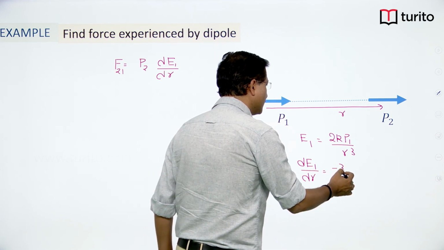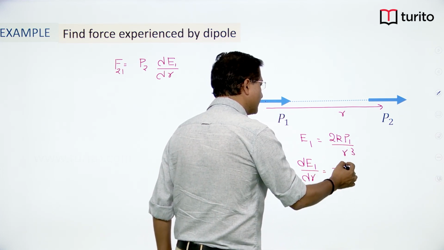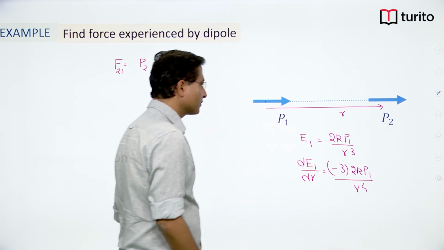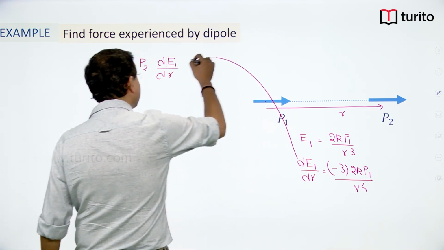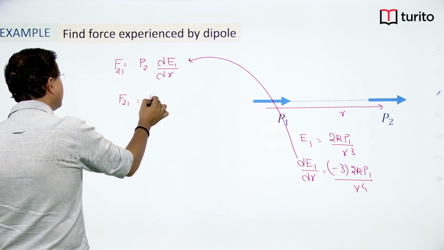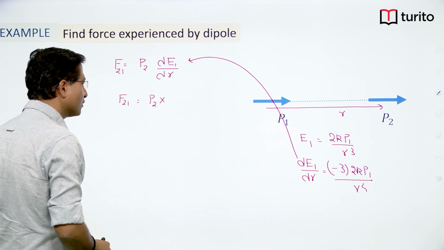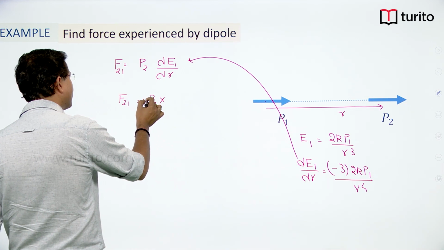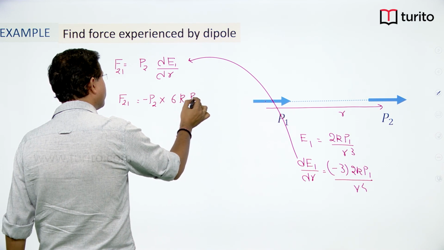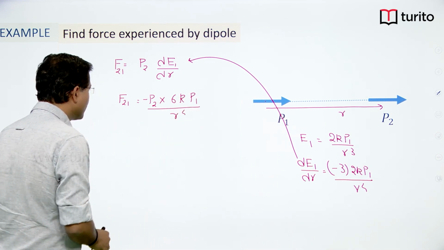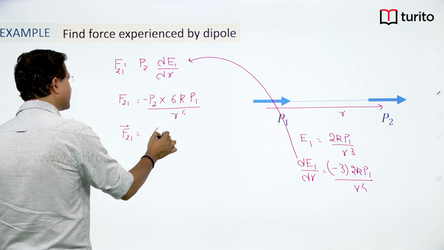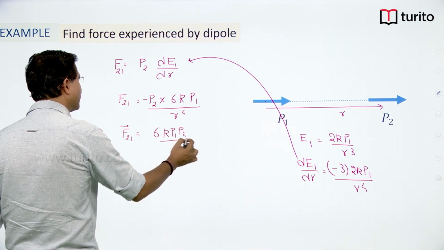That will be minus 3 when you differentiate it, 2 kp1 divided by r to the power 4, that I will write here. So, what we are getting, force on 2 by 1 is P2 into, this will become 6, minus I will take in front, this will become 6 K P1 divided by r to the power 4. So, the magnitude of force is 6 K P1 P2 divided by r to the power 4, right.